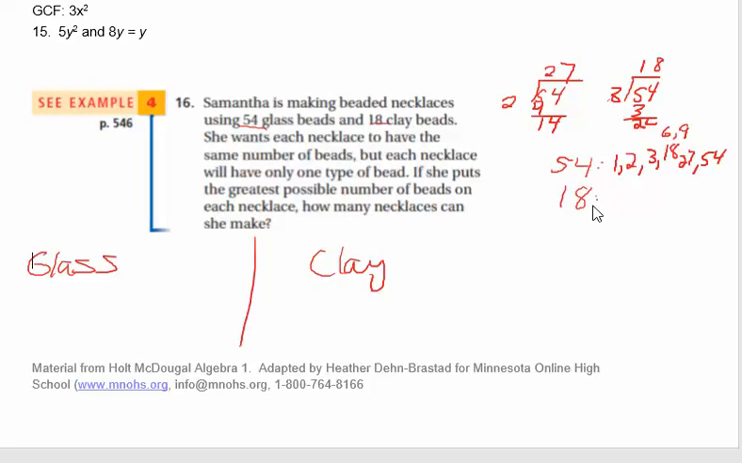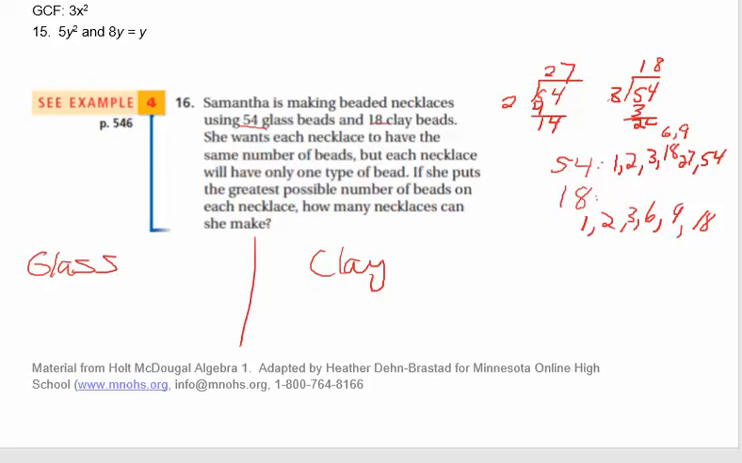What are the factors of 18? 1 times 18, 2 times 9, 3 times 6, not 4, not 5. So there we have all of them. Now you need to find the greatest common factor that appears in both of these, and that will tell you how many beads you can have.